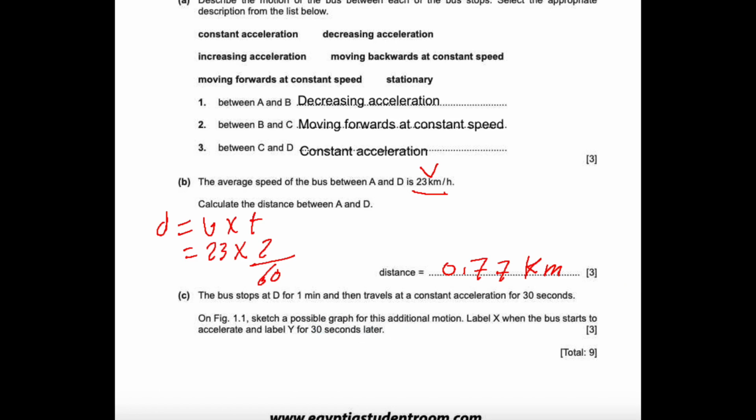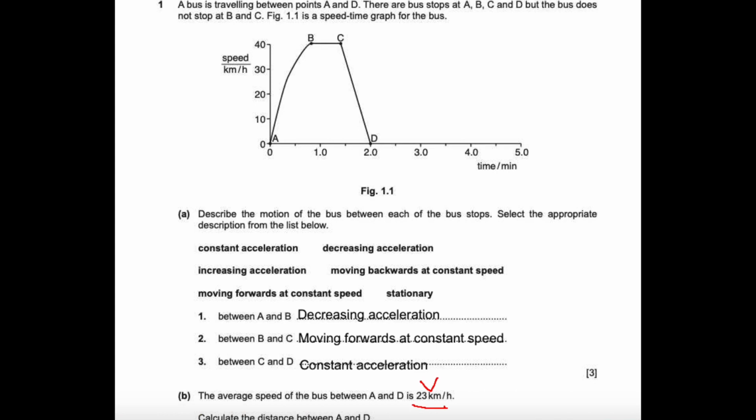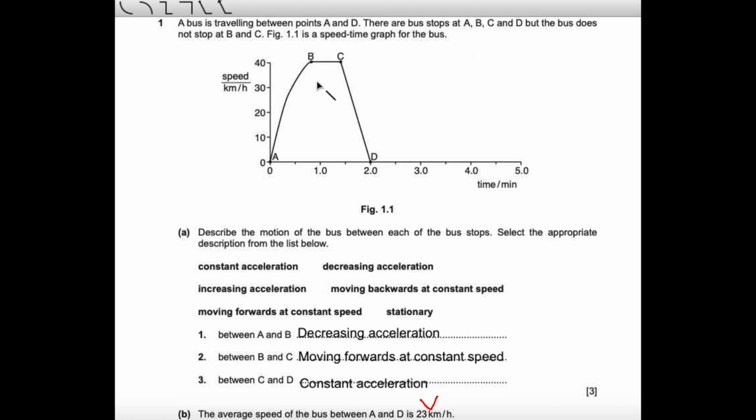Actually, if we return to the graph, as you see, he said the bus stops at D for 1 minute. So from this point D, it will move in a straight line for 1 minute, so from 2 to 3 minutes. So the line will be like this, just 1 minute.